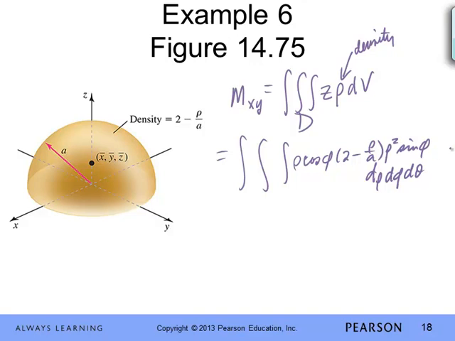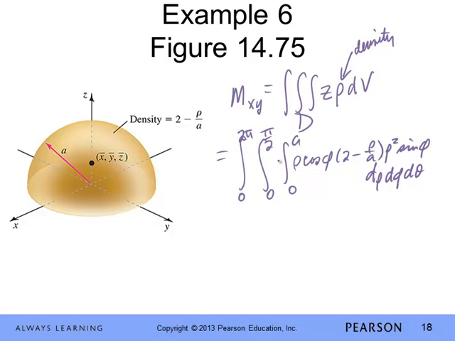Now, the limits of integration are going to be simple in spherical. Rho is going to go from 0 to a. Phi is going to go from 0 to pi over 2. And theta is going to go from 0 to 2 pi. So that's the hardest part about this, just setting up the triple integral.